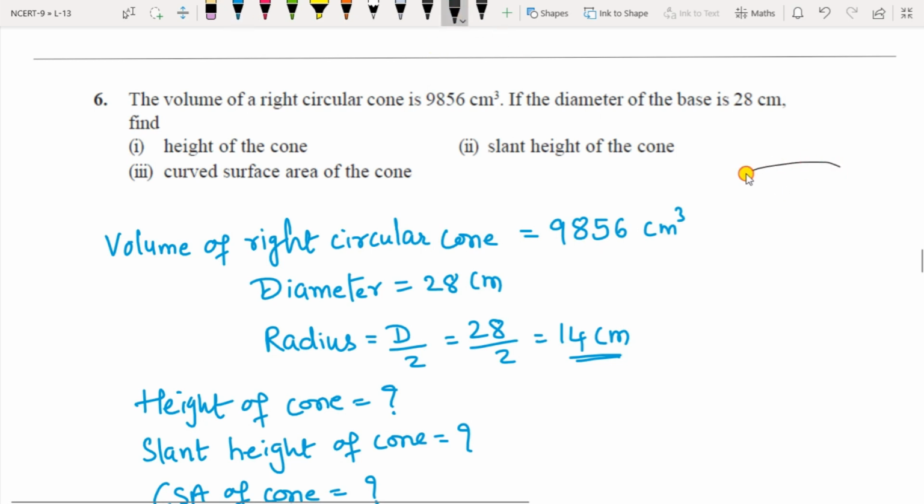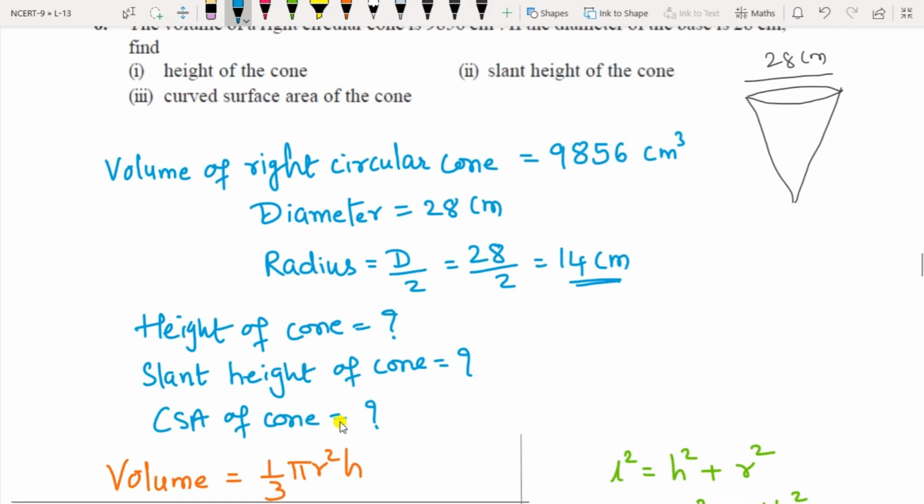This one is the cone here. Its volume has been given as 9856. Diameter is given as 28 centimeter, so radius becomes 14 here. You have to find the height of the cone, this one. So this is the height. You have to find the slant height also. And you have to find the curved surface area of this conical figure.